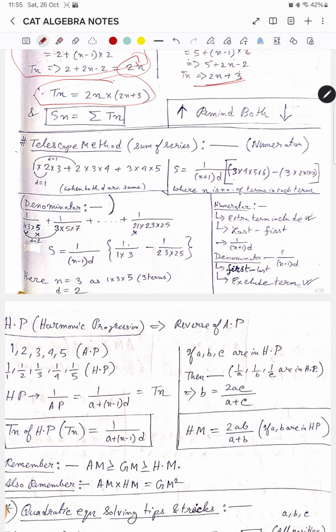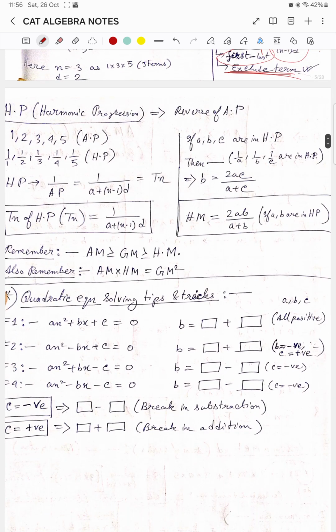For a numerator series, you include one extra term, subtract first term from last term including one extra term, and multiply that series with 1 by n plus 1 into d. In the denominator, you multiply with 1 by n minus 1 into d. You subtract last term from first term and exclude one extra term. Like starting with 1 into 2 into 3, you exclude 3. At the end, if it is 35 into 36 into 37, you exclude 35, not 37.